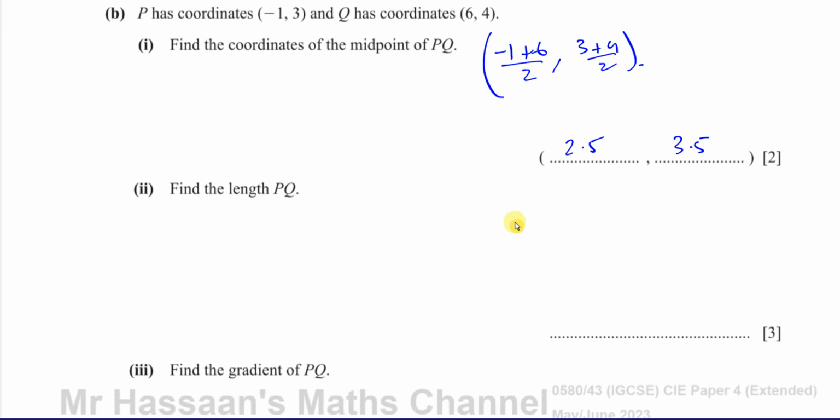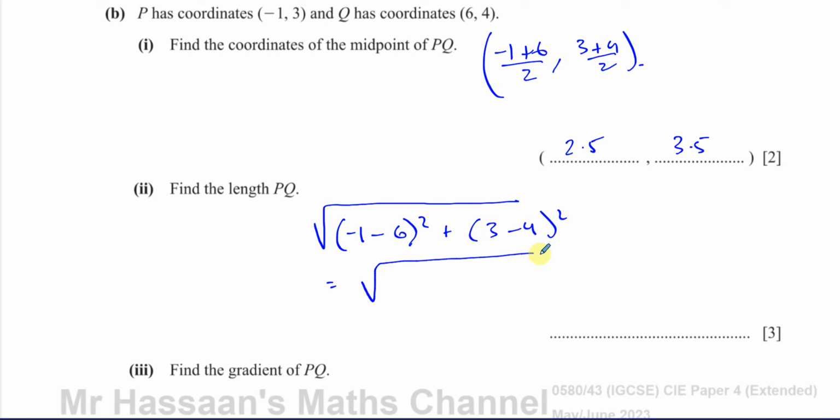Find the length of PQ. Well, we know the length formula is given by the change in the x squared plus the change in the y squared. So you subtract the x coordinates: you have minus 1 minus 6 all squared, and 3 minus 4 all squared. That's going to give you the square root of 7 squared, which is 49. Even if it's a negative sign, you square it, it's going to become positive. And that's going to be minus 1 squared, which is 1.